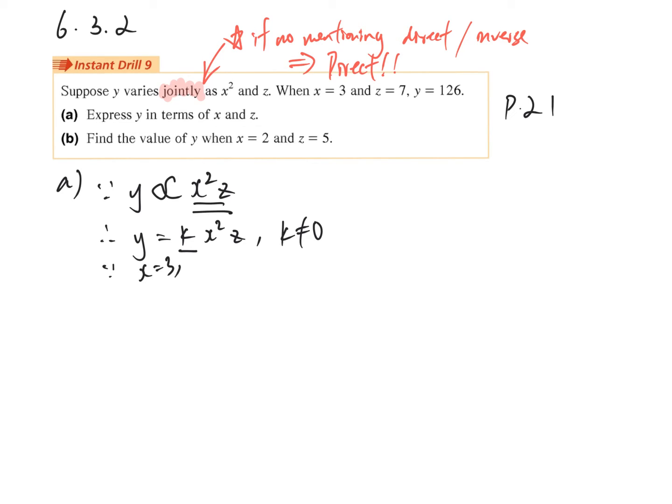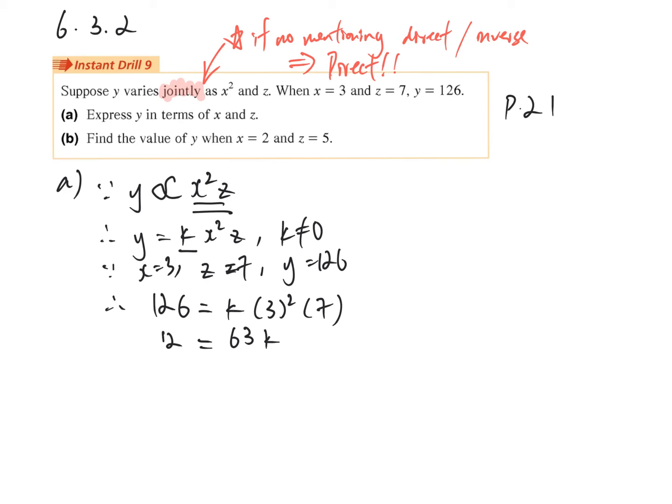Because x equals 3, z equals 7, y is 126. Therefore, 126 equals k times 3 squared times 7. Okay? So we have 63k equals 126 and k equals 2. Therefore, the final answer will be y equals 2x squared z.